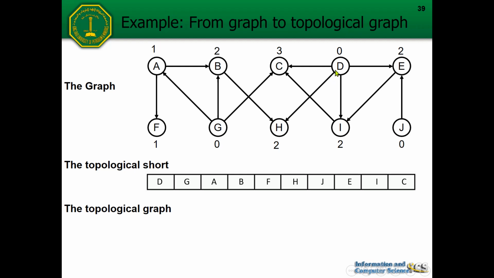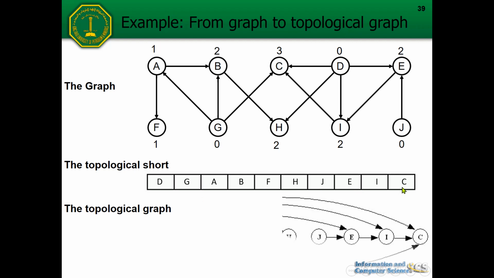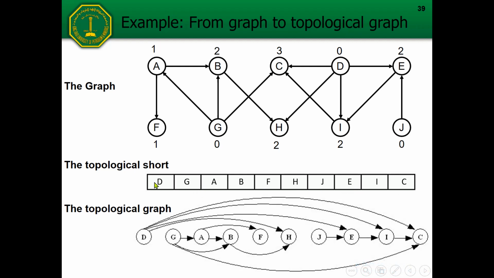We calculate again the in-degree of the remaining vertices. Then we choose another vertex with in-degree 0 until the last one. So this will be the sorting result. Then after that, we can always draw the graph based on this ordering. So in the topological graph, this ordering must be followed so that you will get D, G, A, B, F until C in that graph.